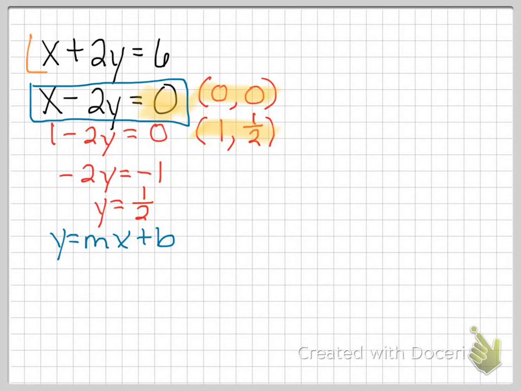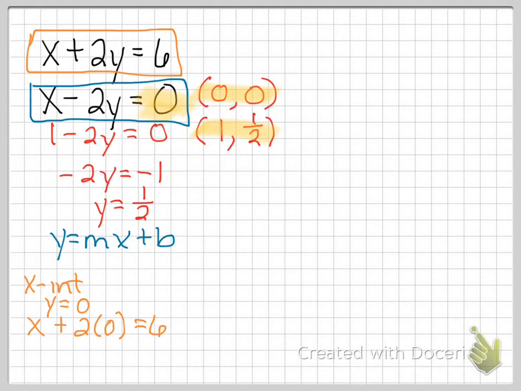My first equation up here, I need to use my x and y intercepts. It's in standard form. There's no equal to 0, so I'm going to use my intercepts. If I'm finding the x-intercept, we would say y equals 0. So it'd be x plus 2 times 0 equals 6. That means that x equals 6. If I'm finding the y-intercept, then you want your x to be 0. This would be 0 plus 2y equals 6. Divide by the 2, you get y equals 3.